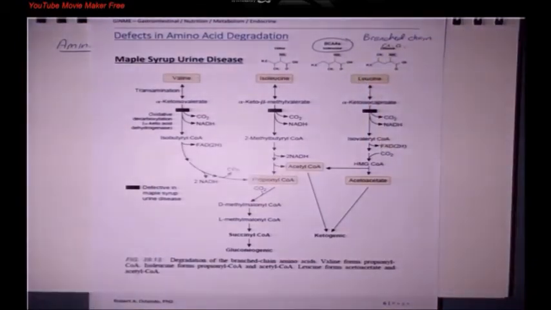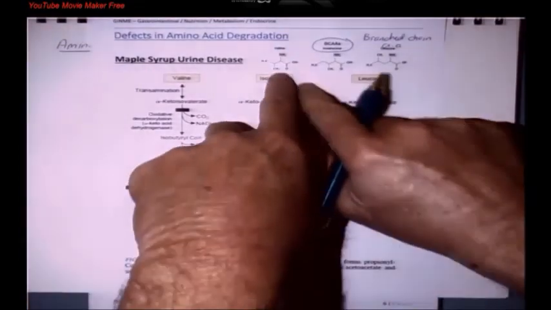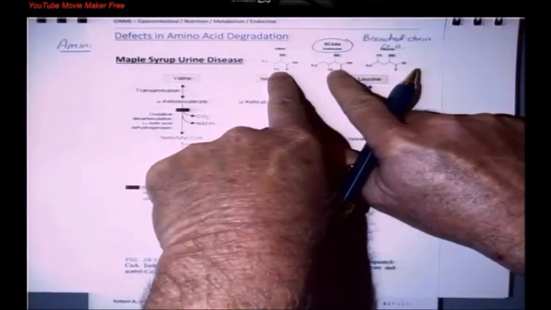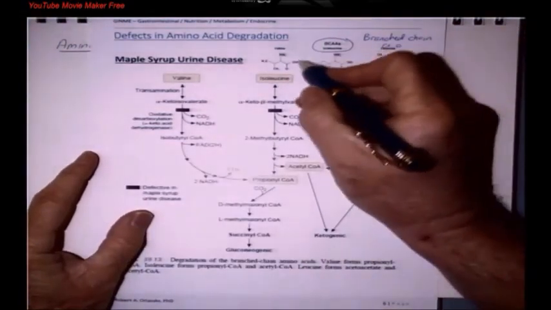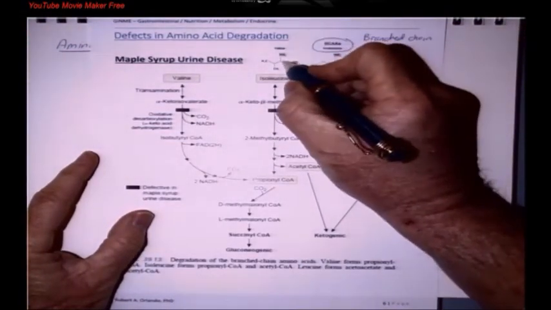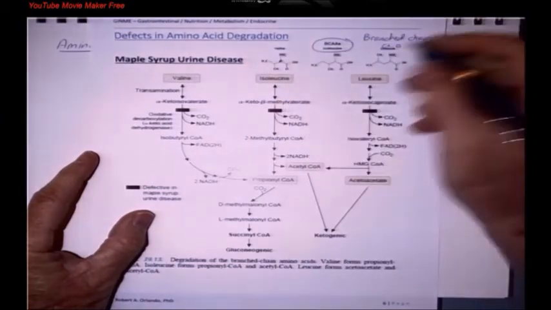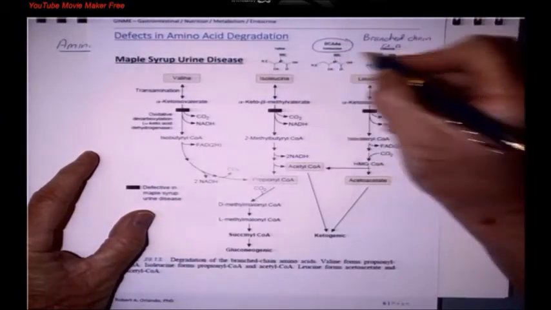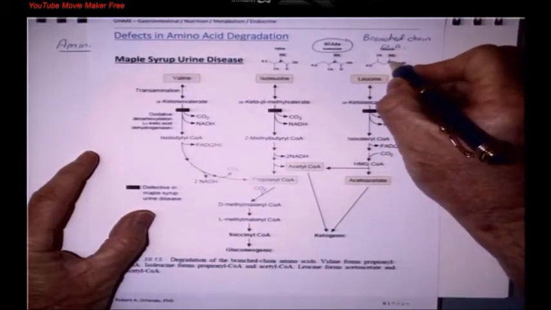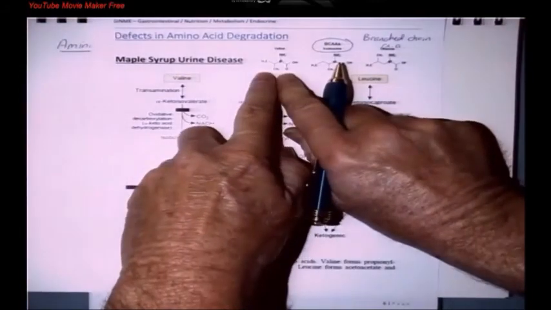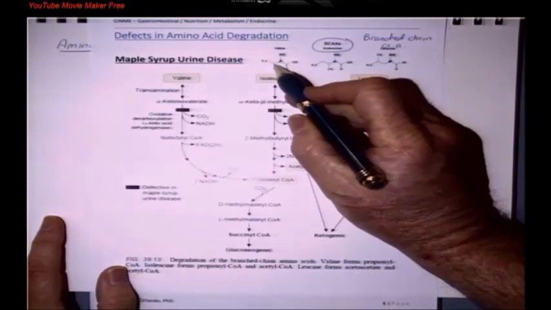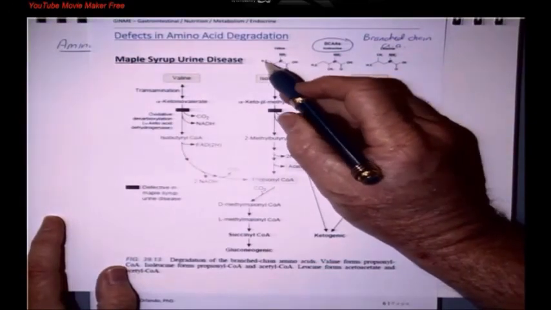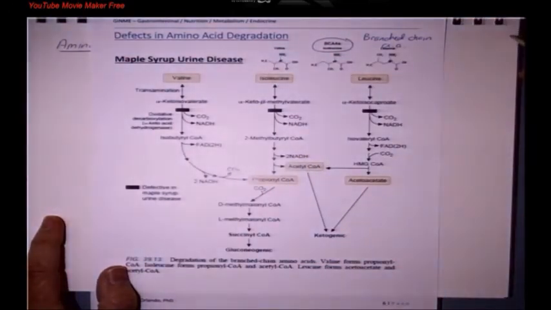Branch chain. So what is a branch chain amino acid? Here they are: valine, isoleucine, and leucine. So here is the alpha carbon. I'll put a dot on the alpha carbon. And then to the left is the side chain of the amino acid. So valine has a carbon and then a branch of 2 CH3 methyl groups.